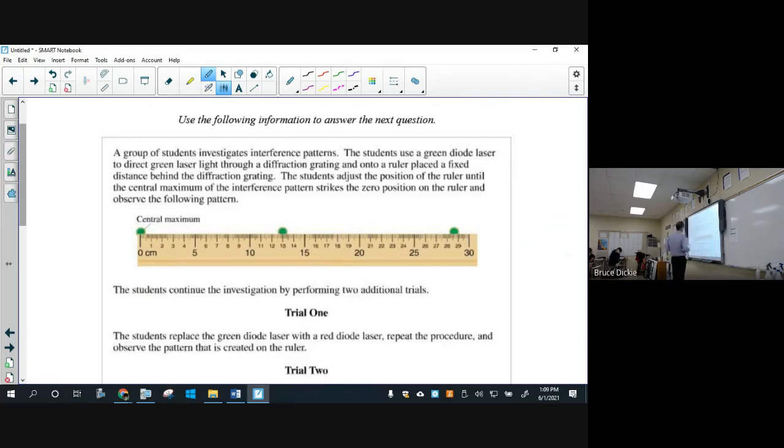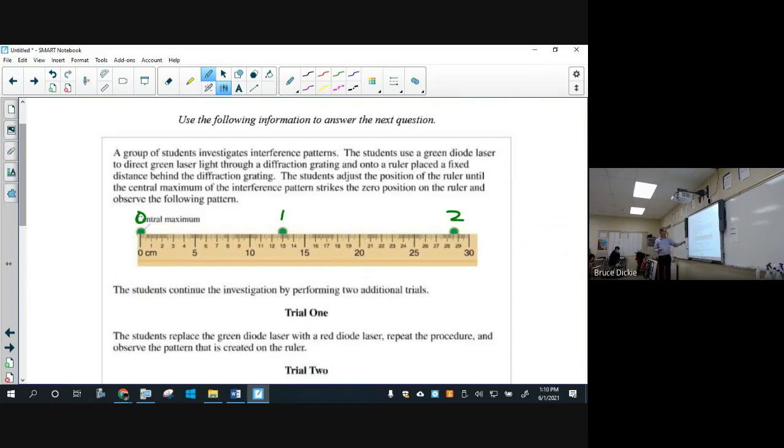A group of students, and this is a good question. This is a hard question, though. I think that this might be the hardest question on the assignment, but it's a good one. A group of students investigates interference patterns. The students use a green diode laser to direct green laser light on a diffraction grating onto a ruler placed at a distance behind the diffraction grating. So this ruler is basically our screen, right? The students adjust the position of the ruler until the central maximum is at the 0 position. So this is the central maximum, first order maximum, second order maximum.